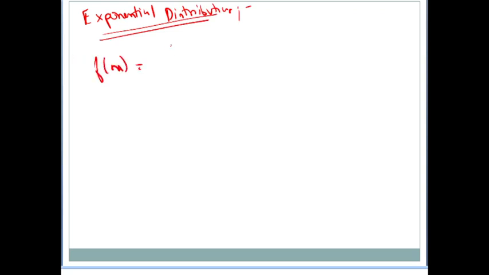Exponential distribution. Now let's discuss the exponential distribution. Here the function will be like this: lambda e to the power minus lambda x for all x greater than or equal to 0, and it will be 0 otherwise.